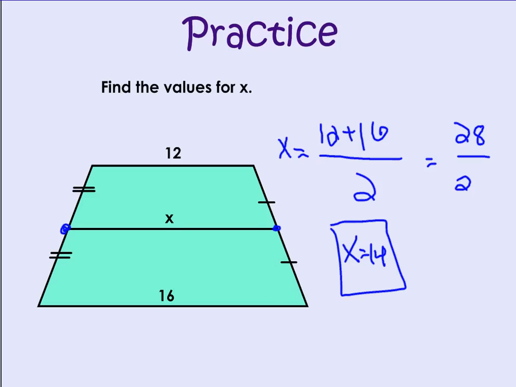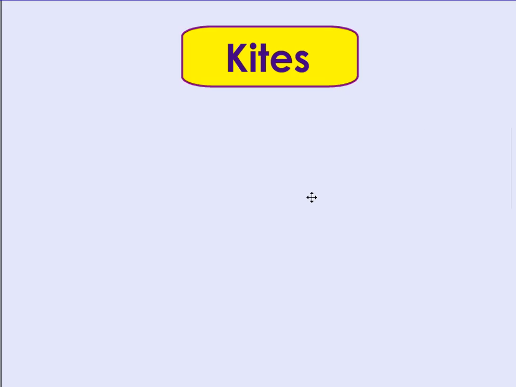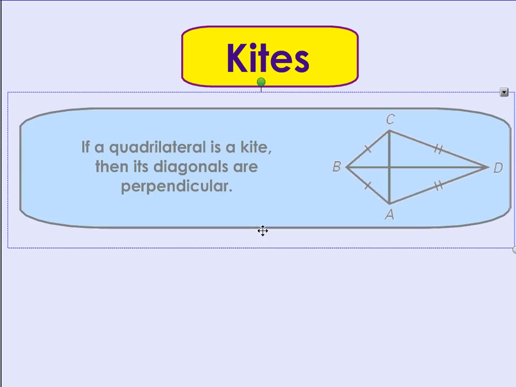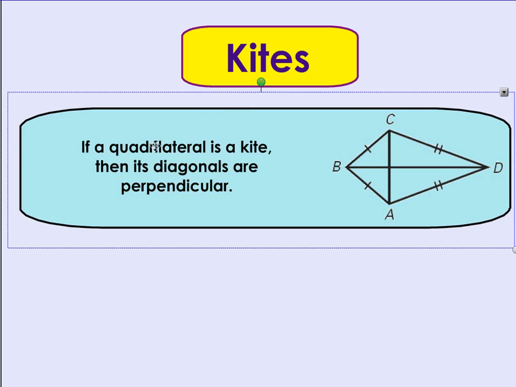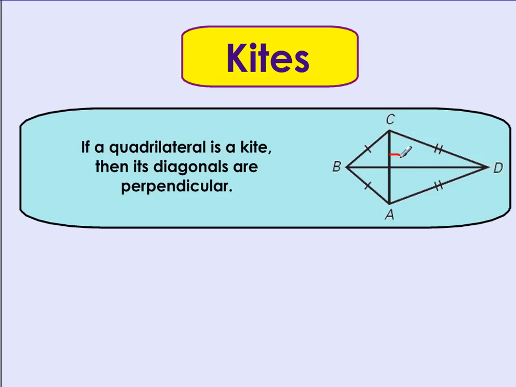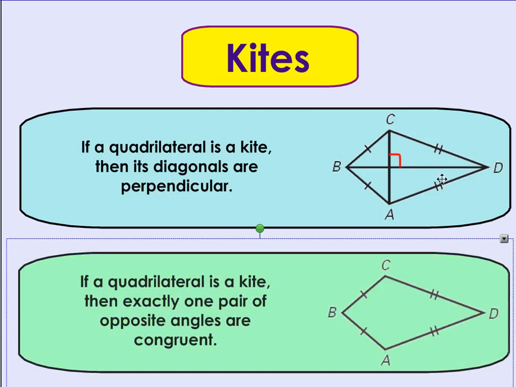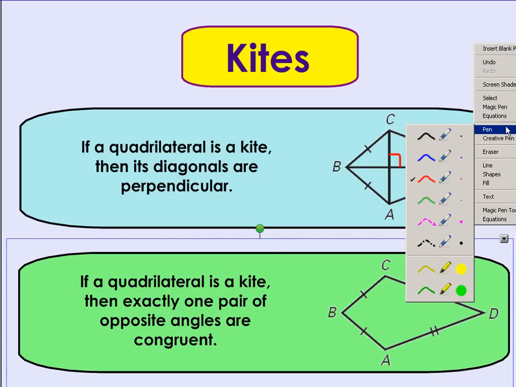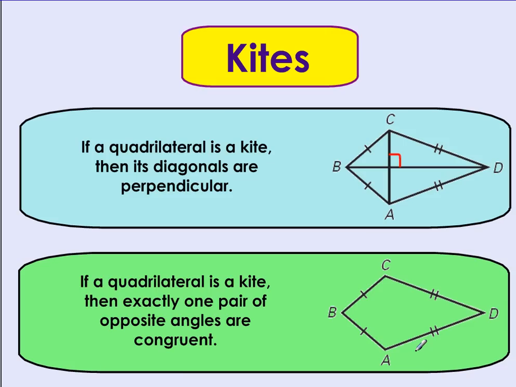We've talked a lot about trapezoids, and now it's time to find out a little bit more about kites. There are two theorems that have to do with kites. One is that if a quadrilateral is a kite, then the diagonals are perpendicular. So the diagonals of a kite are perpendicular. Our other theorem says that if we have a kite, then exactly one pair of opposite angles are going to be congruent. And that one pair of opposite angles that are congruent is, in this diagram, angle C and angle A.